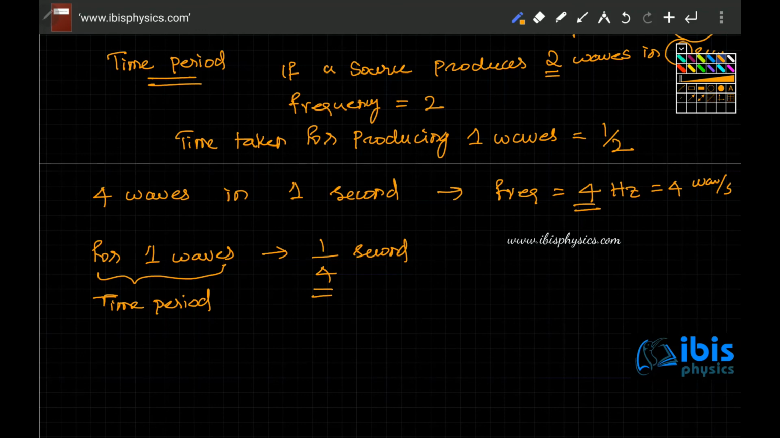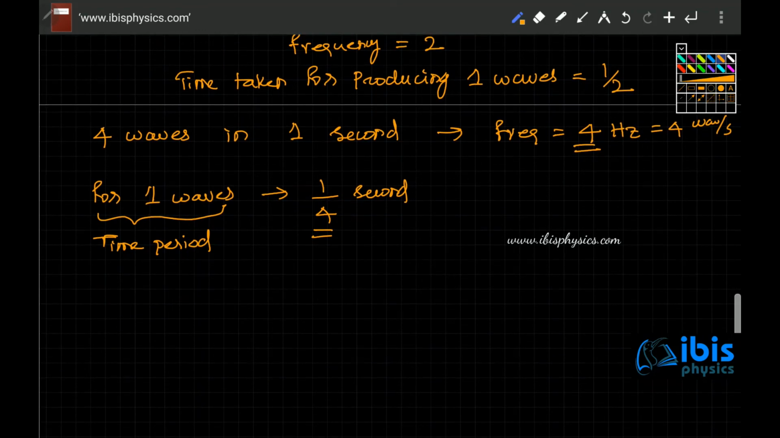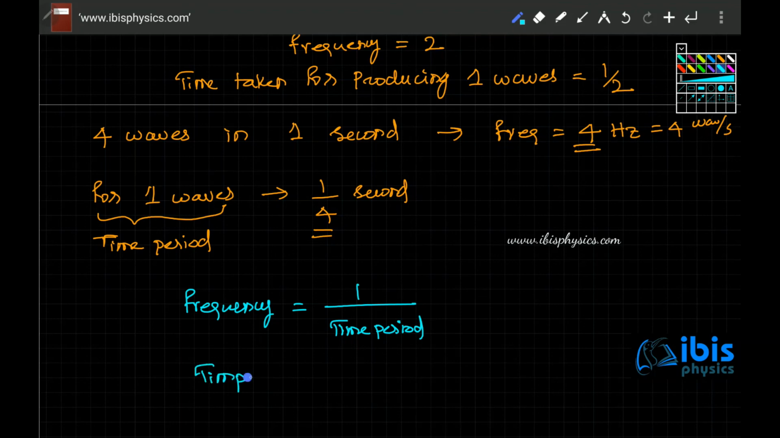So frequency and time period are reciprocal. Another important result: frequency is equal to 1/time period, or time period is equal to 1/frequency. Frequency's unit is hertz or 1/second, hertz or second power -1. Time period's unit is second. You can remember it that way. That is why 1/second power -1 becomes seconds.